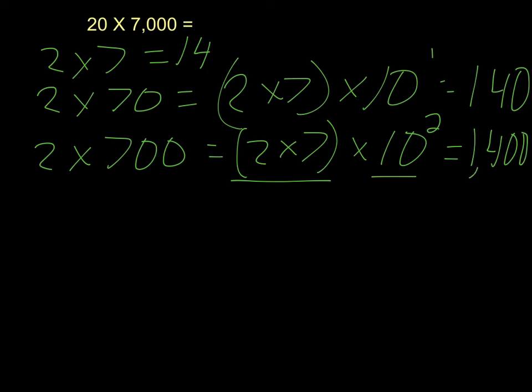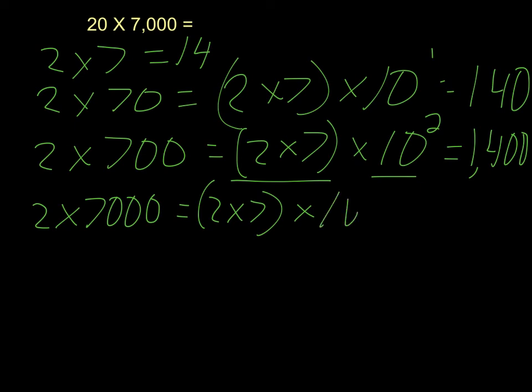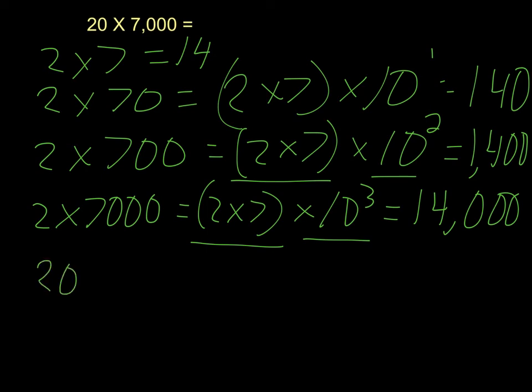Moving along, we're going to multiply 2 times 7,000, which, once again, is 2 times 7 times 10 to the third power, and we know this is 14, and this here is 1,000. And 14 times 1,000 is 14,000.